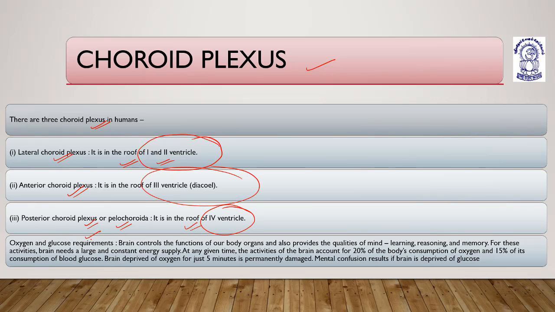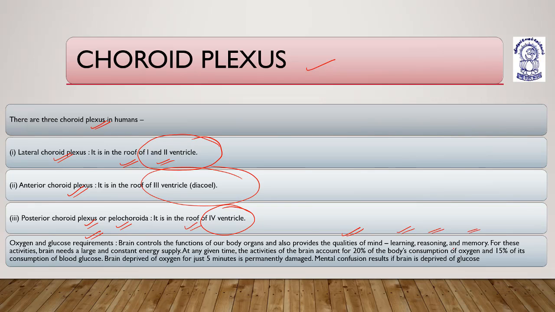Oxygen and glucose requirements. Brain controls the functions of our body organs and also provides the qualities of mind like learning, reasoning, memory. For these activities, brain needs a large and constant energy supply. At any given time, the activities of brain account for 20% of the body's consumption of oxygen and 15% of its consumption of blood glucose.